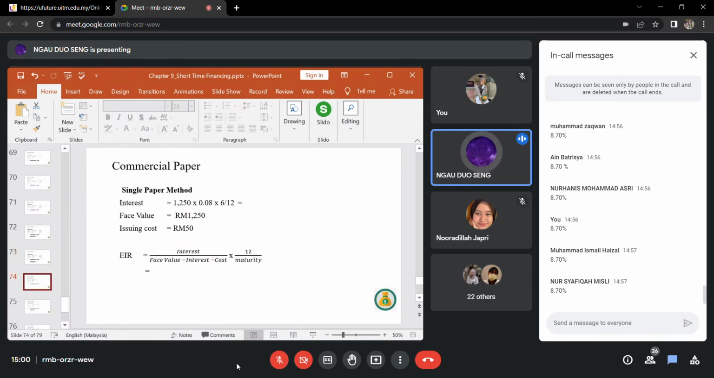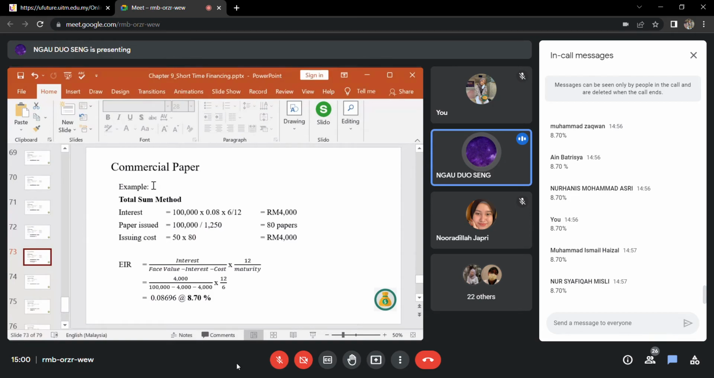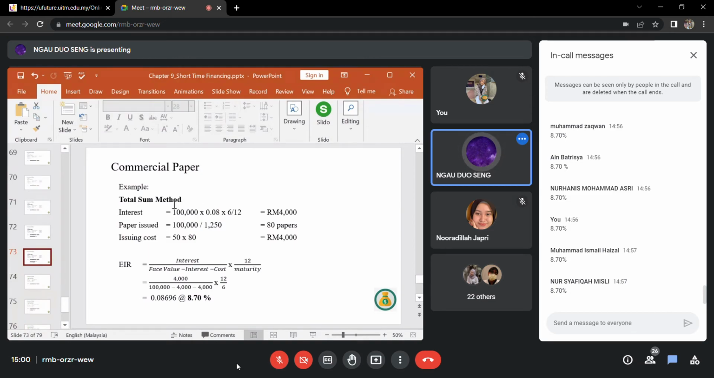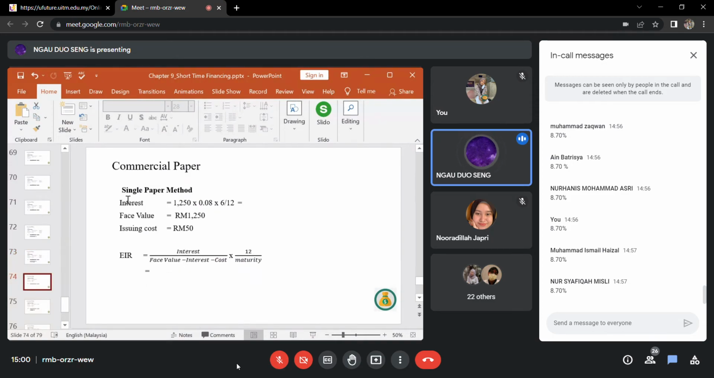We have tadi kita guna the total sum, right? Yang ini adalah guna total sum method. Now we go check the single paper method. Right, single paper method here kita interest kita guna satu paper, 1250 ya. Right, darab dengan 8%. Yang kalau total sum kita guna 100,000. This one adalah kesemua jumlah. So now we are using single sum. So we are using satu paper. So what is the interest?